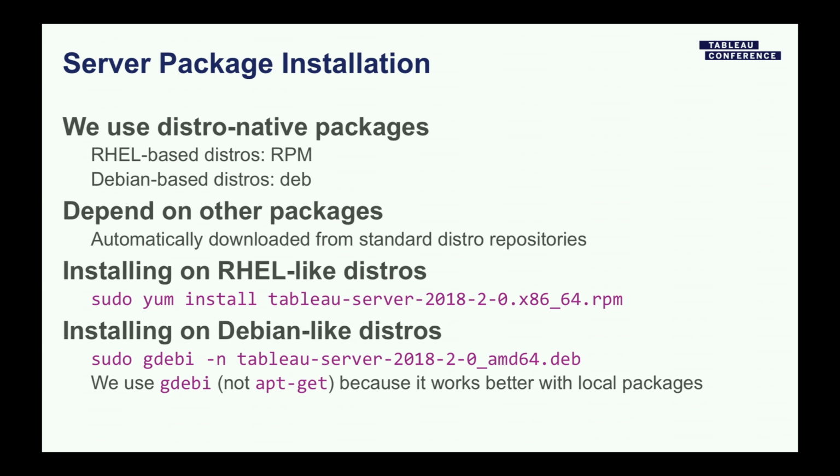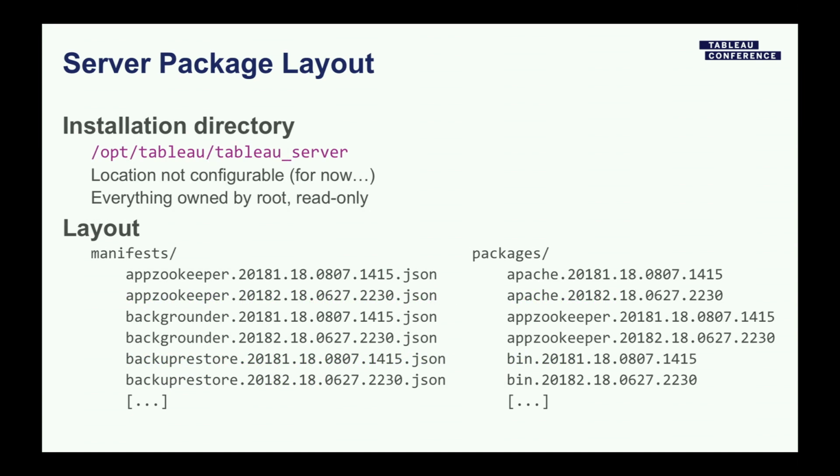It downloads the dependent packages automatically for you in a way that apt-get does not when you're installing a local package. For the server package layout, everything gets installed into /opt/tableau/tableau_server, and that location is not configurable, though I'll talk about that in the next couple slides. All the files are owned by root and read-only, as you'd expect on a Linux system. In terms of layout, we have a manifest directory and a packages directory. In that packages subdirectory, you'll see an instance for every service that's part of Tableau Server.